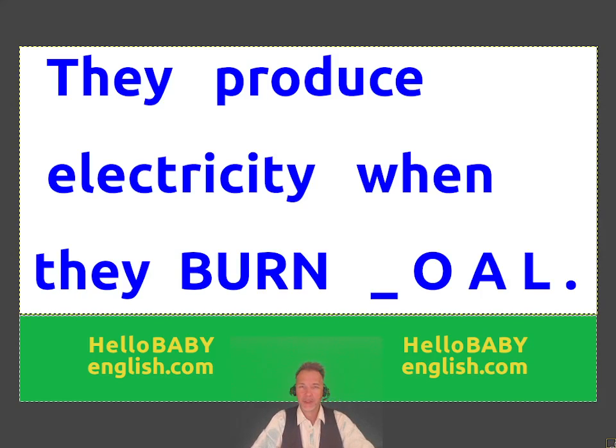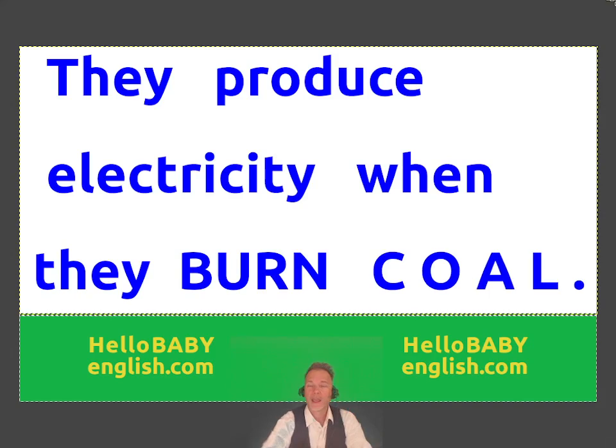They produce electricity when they burn. This is a substance that comes from the ground. It's like a rock, but it's like a soft rock, and it's always black. Coal. They burn coal to make electricity.